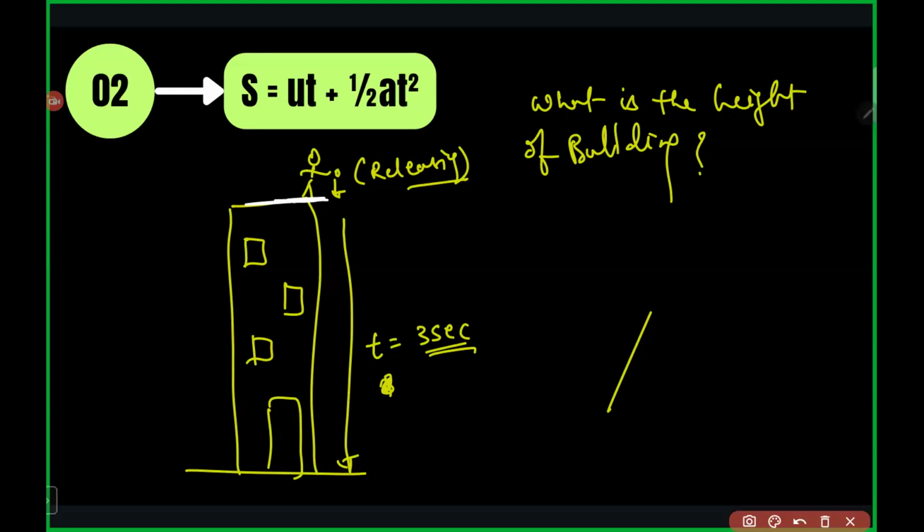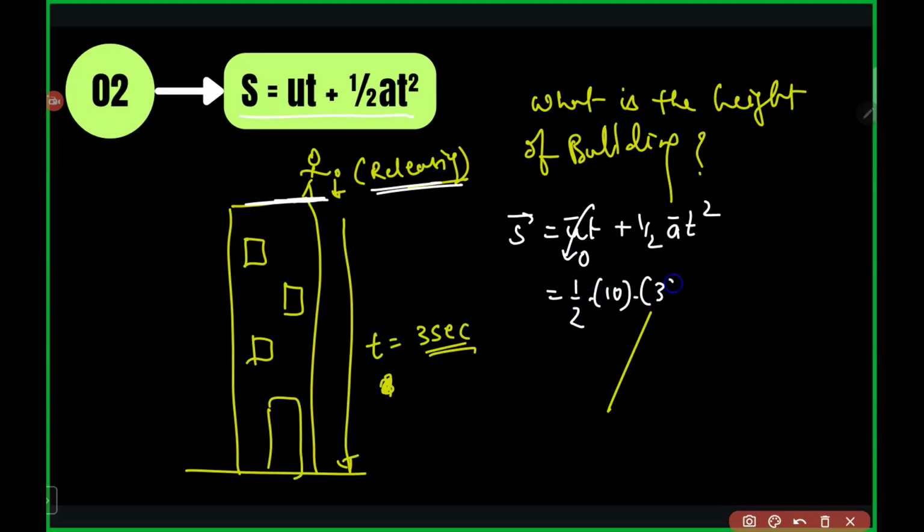Okay, should we solve the question now? Look, you know we are going to use this equation: s is equal to ut plus half at square. Since it is being released, the initial velocity is 0. Half, acceleration is 10, and time is 3 square. When you solve this, you get 45 meters. And I have taken the downward direction as positive.